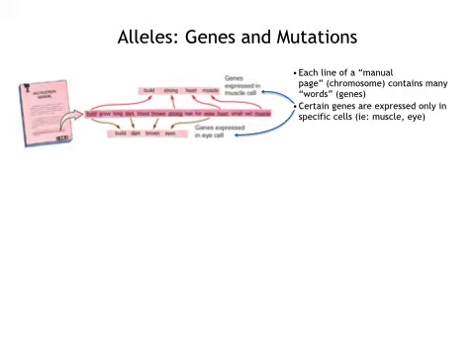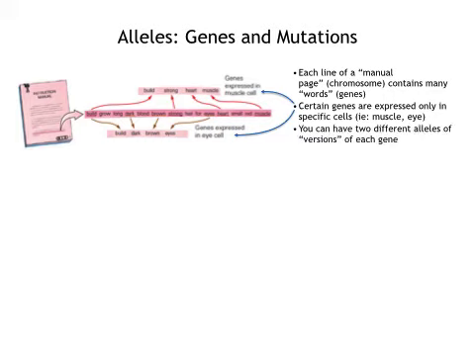So certain genes are expressed only in specific cells. You can see that the gene for build is expressed in both the muscle cell and the eye cell, but then the muscle cell has genes that are only expressed in the muscle, like strong heart and muscle. And the eye cell has genes that are only expressed in the eye cell, like dark brown eyes, right?